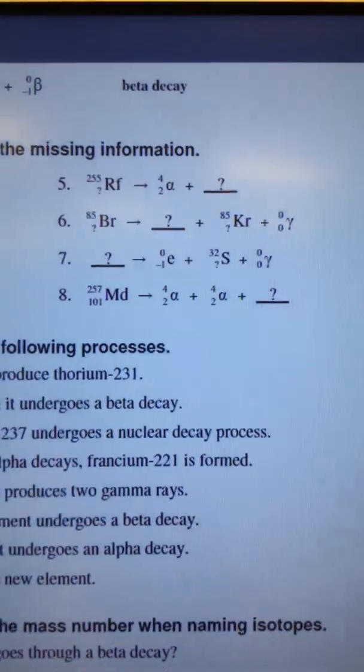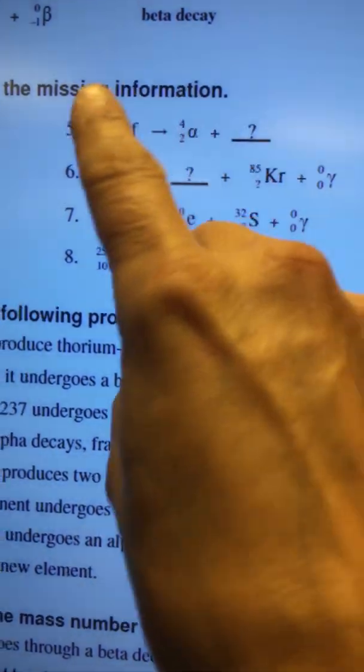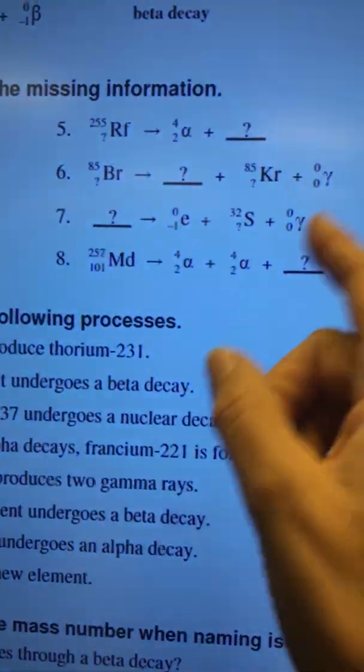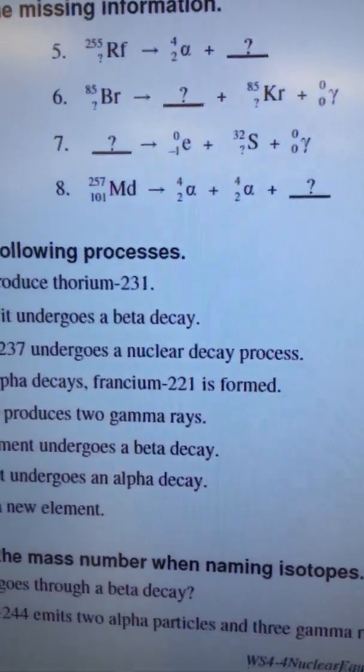All of these ones up top are really quite easy. Just balance the mass numbers on the left side of the arrow versus the right side of the arrow and fill in all those question marks.